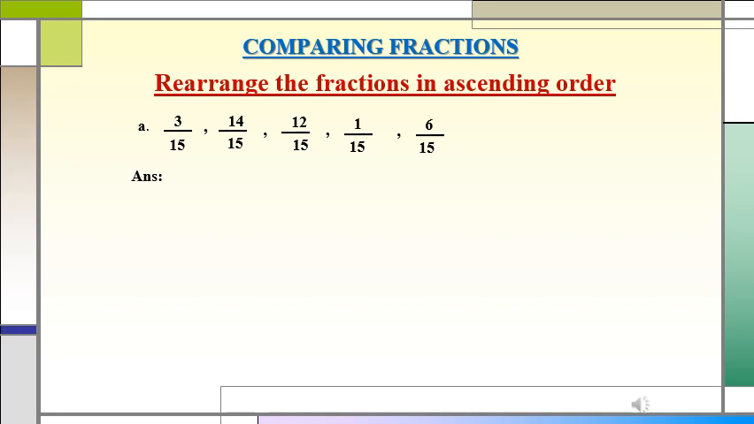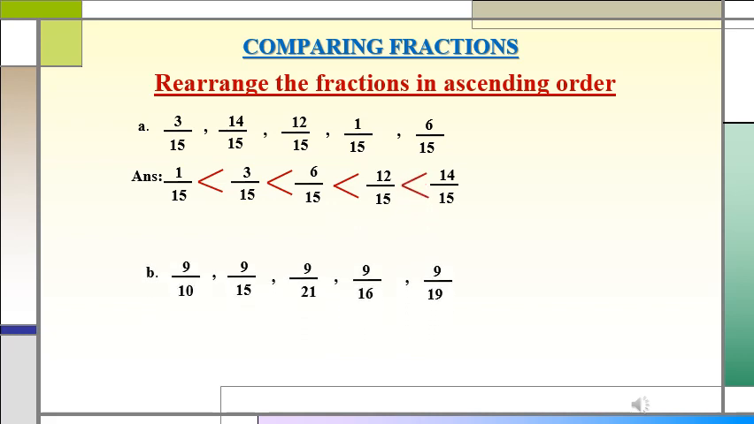The small numerator is a small fraction. So the smallest numerator here is 1. So 1 by 15 is the smallest fraction. The next small numerator is 3. So 3 by 15 is the next small fraction. Next we have 6 by 15, 12 by 15 and 14 by 15. We have rearranged the fractions from smallest to the biggest, that is in ascending order.